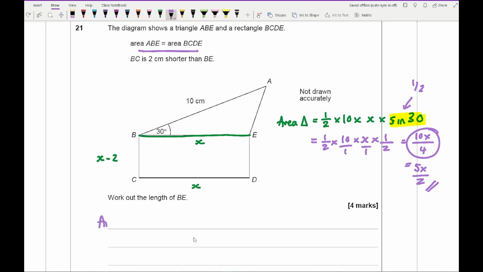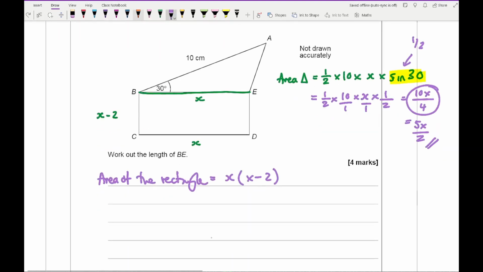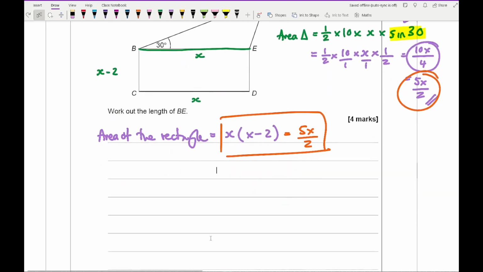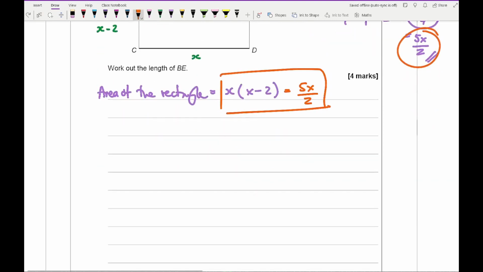So to work out the area of the rectangle, I just do the base times the height, so that's x times (x minus 2). Now I know that this must equal 5x over 2. So this is what I now need to solve to try and find out what x is. So from this, if I expand the brackets, I get x squared minus 2x equals 5x over 2. Take the 2 over, and we get 2x squared minus 2x equals 5x.